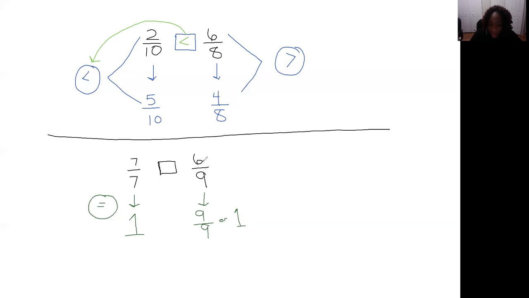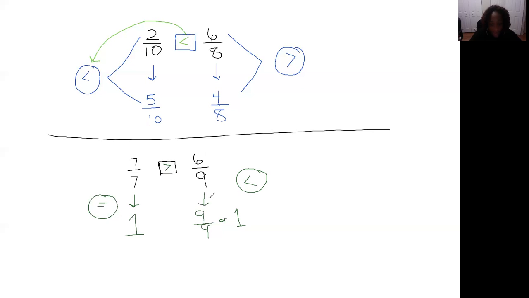So let's compare them. 6/9 and 9/9. Remember they have the same denominators, so I can compare their numerators. 6 is less than 9. So therefore, when I compare this, I know that 6/9 is less than 1, and 7/7 is equal to 1. So what that means is that 7/7 is greater than 6/9.